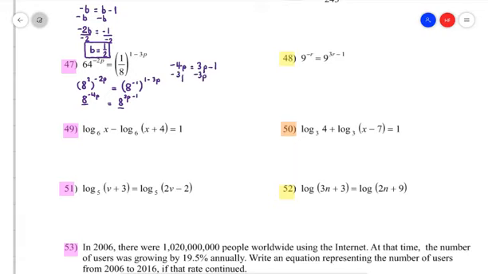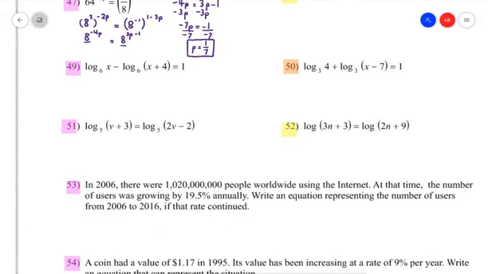Subtract 3p. Negative 7p equals negative 1. Divide by negative 7, and p equals positive 1/7. And of course, we would want to go back in and check that both of those work. And if they don't work, then they are extraneous.